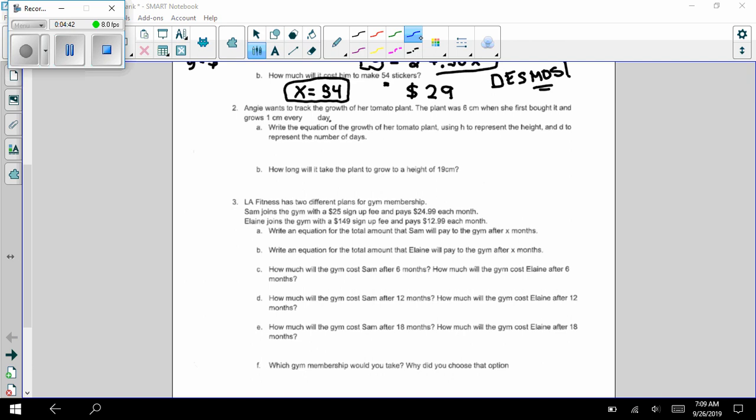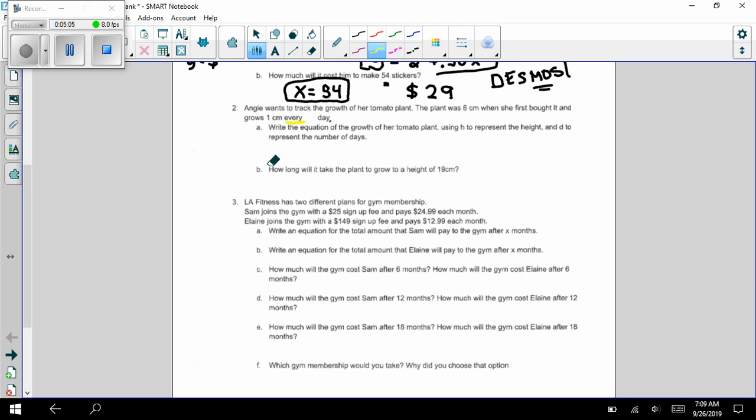All right, example number 2. Angie wants to track the growth of her tomato plant. The plant was 6 centimeters when she first bought it and grows 1 centimeter every day. I think we just found a keyword. Every and each are words that we're going to highlight. Very important. They identify something that we are going to need to do.